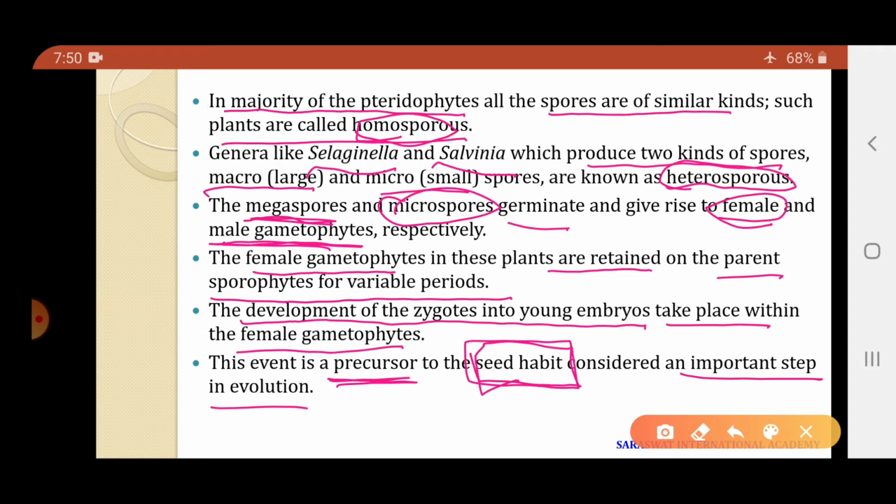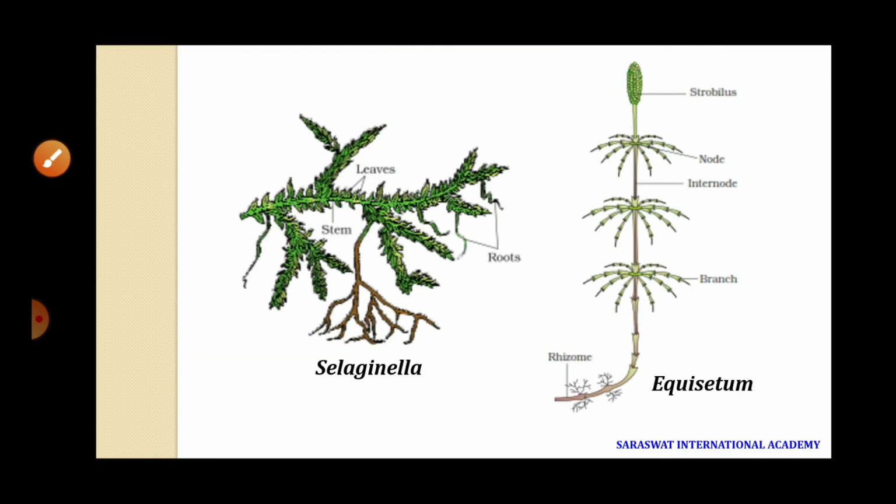ब्रायोफाइट्स आपने देखा, टेरिडोफाइट्स देखा, इसमें कहीं पे भी सीड का अभी फॉर्मेशन नहीं हुआ, लेकिन हेटेरोस्पोरस जो भी टेरिडोफाइट्स है, they are the precursors for the formation of the seed habits. That is, gymnosperms में seeds का formation हुआ. So this event, that is development of the zygote into the embryos within the female gametophyte, is considered as a precursor event to the seed habit, which is considered as an important step of the evolution.